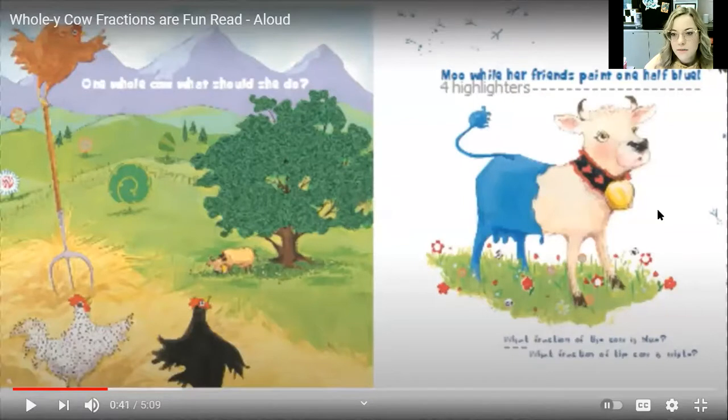Okay, so we need to figure out, if you were unable to hear that, the words thankfully are on the pages, but we're going to try to figure out what fraction of this cow has been painted blue. And then I paused it before it read the last line. It asked what fraction of the cow is white. I didn't want it to go to the next page. So let's go back to presenter. There we go. Thank you for cooperating, computer.